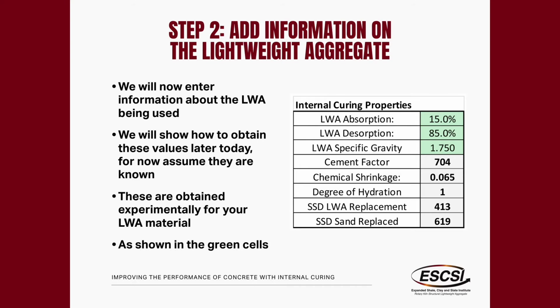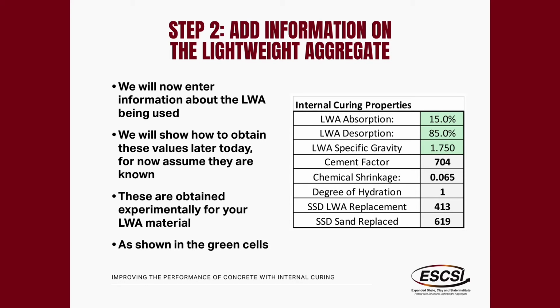talk to your ready-mix supplier or the aggregate folks, they know these values for their particular materials. So again, if we've got a 15% absorption, very typical of New York, every single lightweight aggregate in North America has at least 85% desorption. That is the requirement to be an internally cured aggregate according to ASTM C1761. So if you don't know that number, plug in 85%.